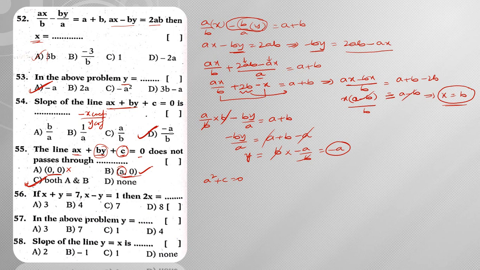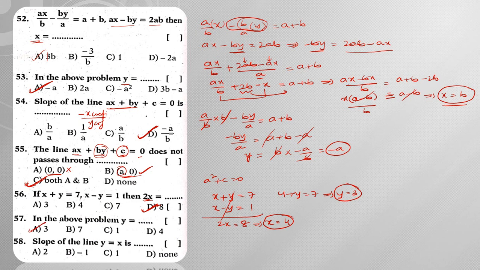Next, question number 56. What do I have? x plus y is equal to 7, x minus y is equal to 1. Directly I can cancel out y. Then I am going to get 2x is equal to 8. So from this, x is equal to 4. But what did he ask? 2x only, no? So 2x is equal to 8, so x is equal to 4. When I substitute x is equal to 4, 4 plus y is equal to 7. That means clearly y is equal to 3. Hence in this answer y is equal to 3.